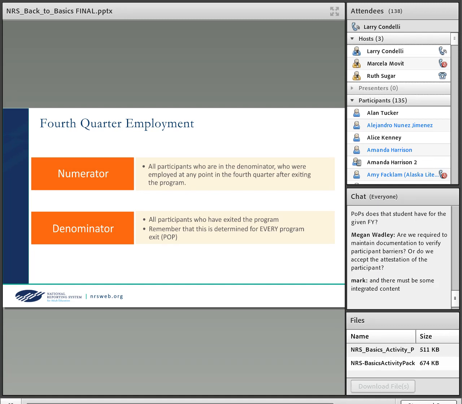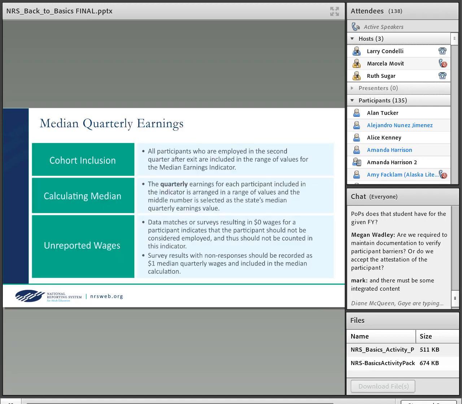And the fourth quarter employment is similar, except it's just 2 quarters later. So again, it counts 4 quarters after the participant exits. Were they employed at any time during that quarter? If so, yes, they're counted as a success here. And again, this is everybody who exited for each POP except for the excluded participants.